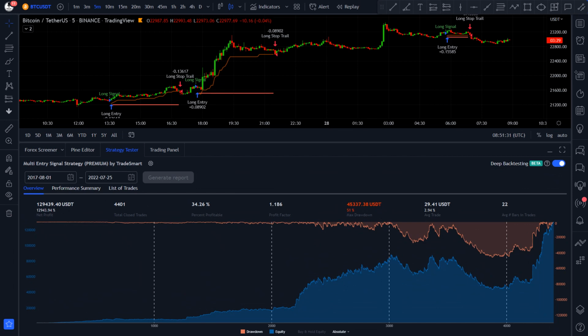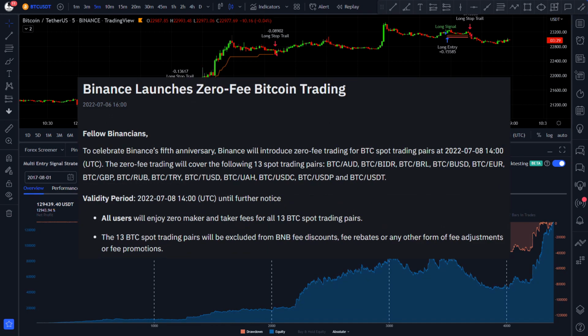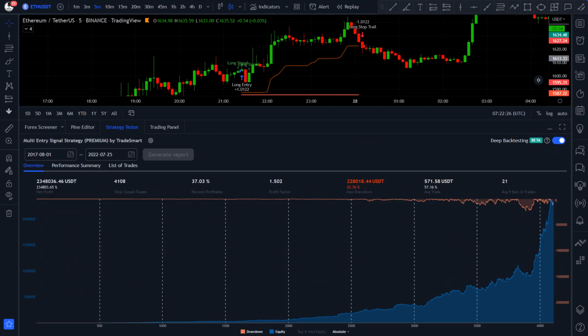The strategy was originally optimized for the Bitcoin USDT 5-minute chart, as Binance introduced zero-fee trading for Bitcoin pairs and I wanted to take advantage of it. But as I finished the optimization and checked how it performs on other assets, I found out that the best results were achieved on the Ethereum USDT pair. So first, let's take a look at that.